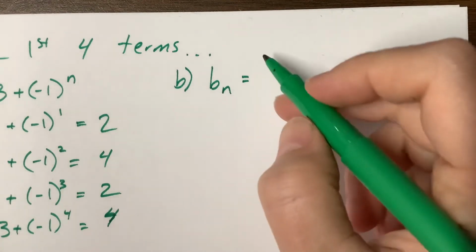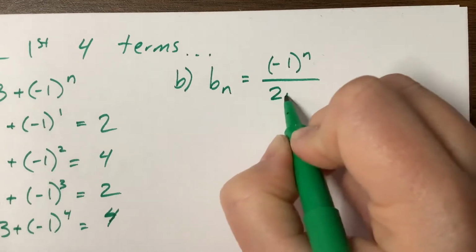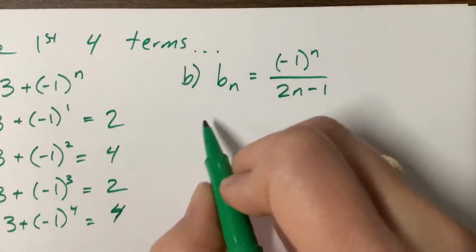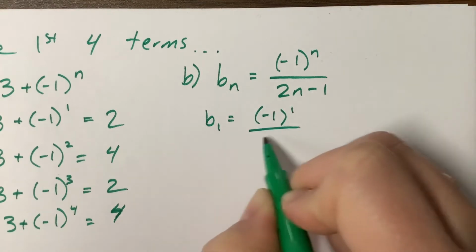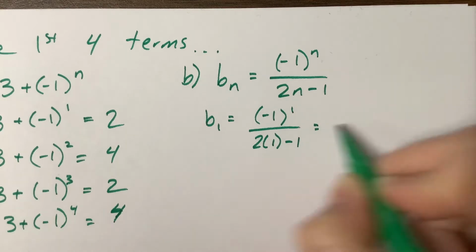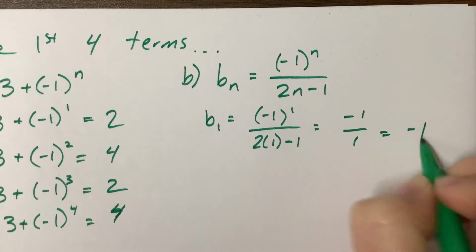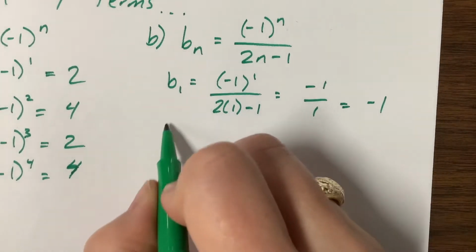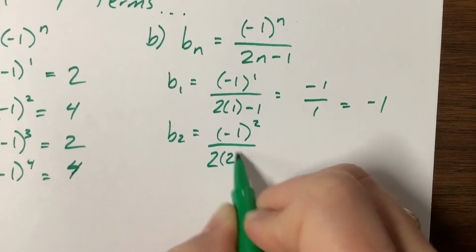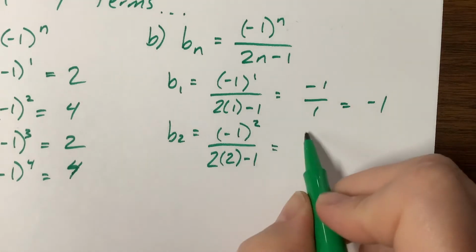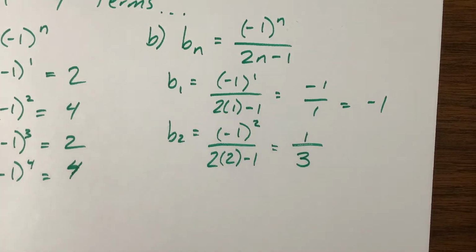sub n is equal to negative 1 to the n over 2n minus 1. So if we want the first four terms of that, same idea, we're going to plug in 1, and I get negative 1 to the 1 over 2 times 1 minus 1. This gives me a negative 1 over 2 minus 1 is 1. So just a negative 1. There we go. Our second term, we come along and say, okay, it's negative 1 squared over 2 times 2 minus 1. This would clean up to be a positive 1 on top, and then this is 4 minus 1 is 3. And there we go.